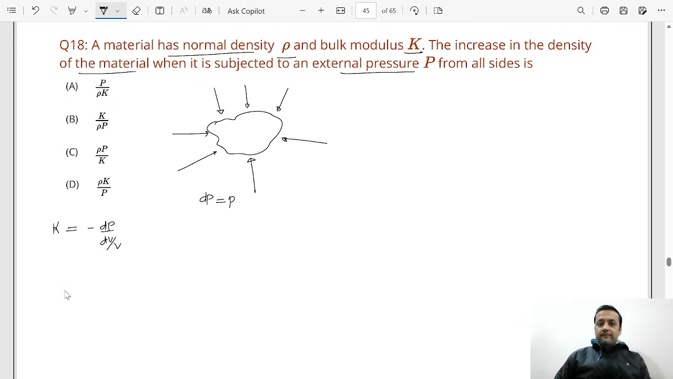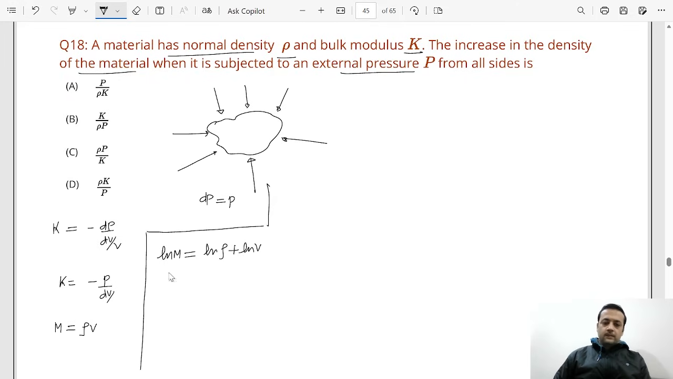Now look, since here dP is equal to P, this will become dV by V. And since on compressing it, mass will not change, mass, which is the product of density into volume, will stay constant. So if I differentiate this expression, m equals rho v, let's take log and then differentiate. So ln m will be ln rho plus ln volume. Now if I differentiate this, ln m will be constant because mass will not change. So rho will become d rho by rho and volume will become dv by v. So from here you can see that dv by v will become minus d rho by rho.